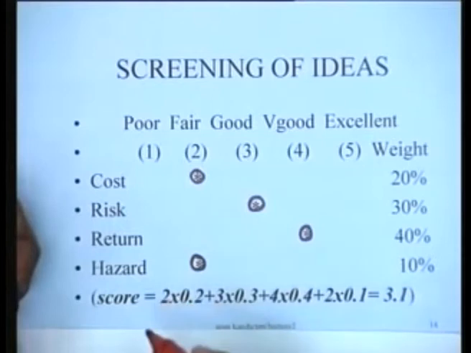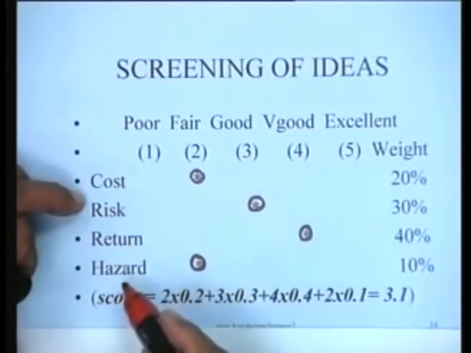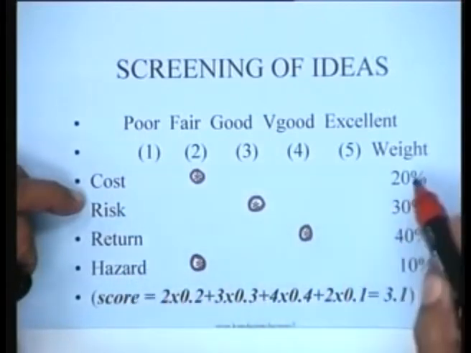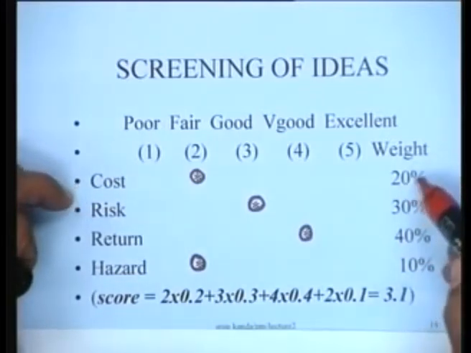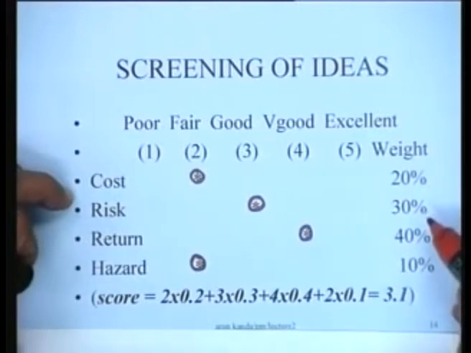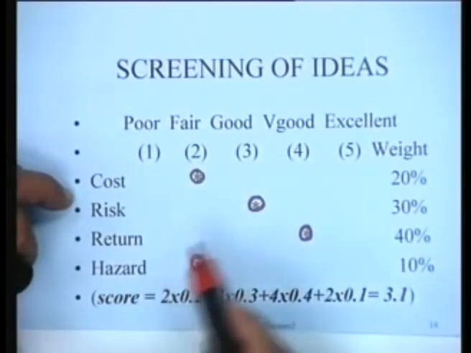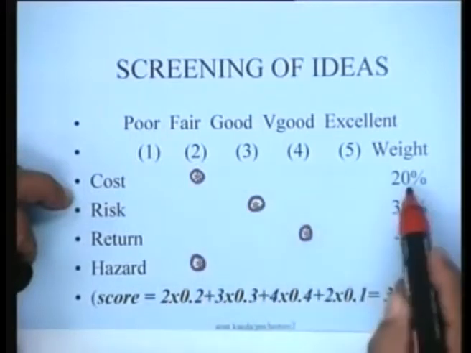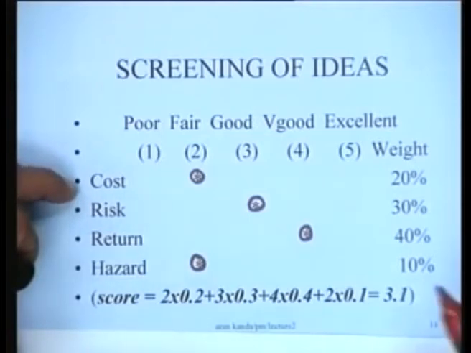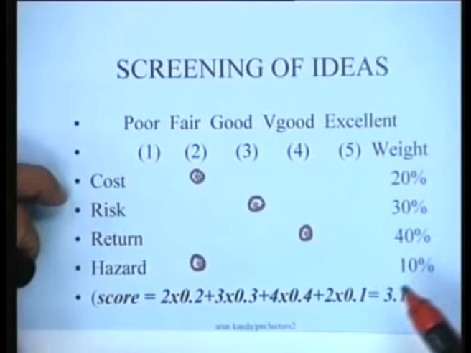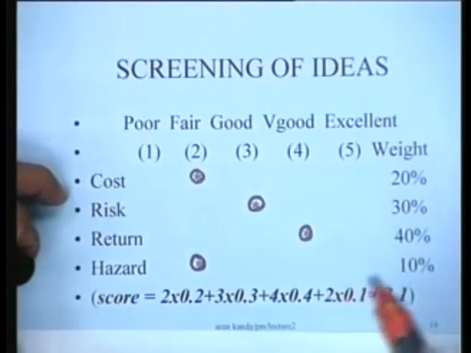What can be done is that these individual criteria that we were talking about could have different weightages depending upon management's priority. Let us take for instance that management wants to give a weightage of 20% to cost, 30% to risk, 40% to return and 10% to hazard. Then the total score for this particular idea would be 2 into 0.2, 3 into 0.3, 4 into 0.4 plus 2 into 0.1, which is 3.1. So you have a means of quickly, on one particular sheet, identifying how much this idea is worth. It's got 3.1 points.